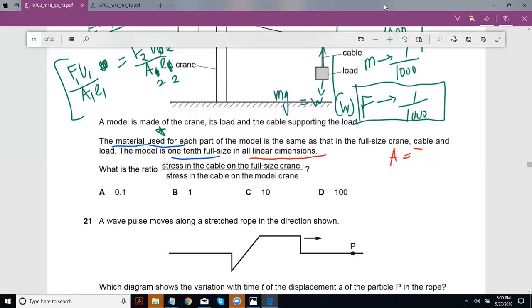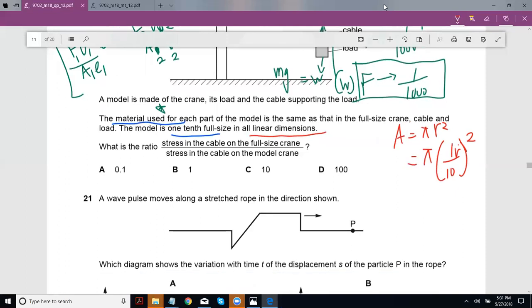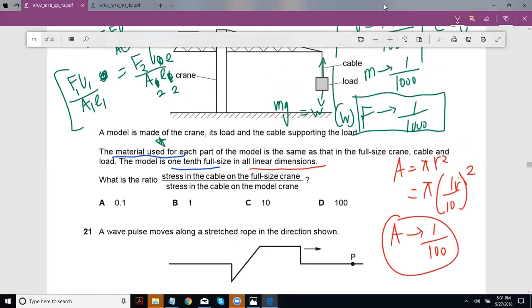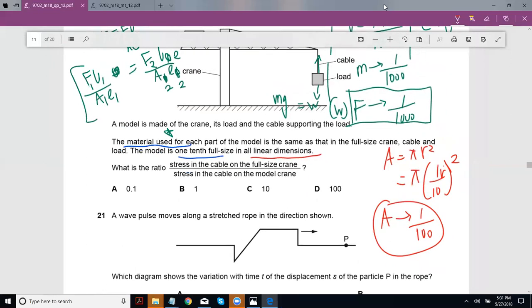I think we should. Because it's a linear dimension, the radius is also being decreased by 1/10. So pi r square: 1/10 r square, which means the area goes down by 1/100. So stress in the full size crane, let's just keep that as force upon area.